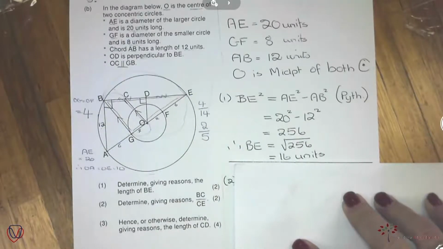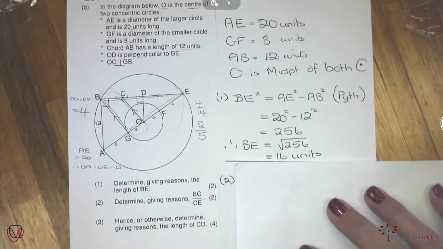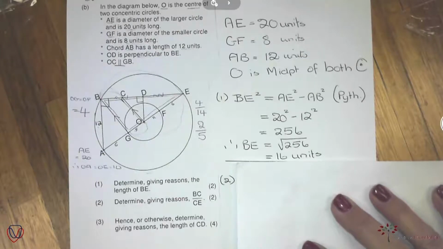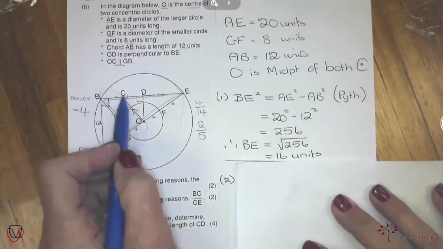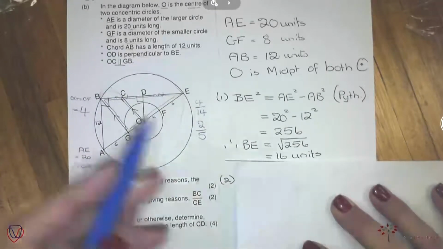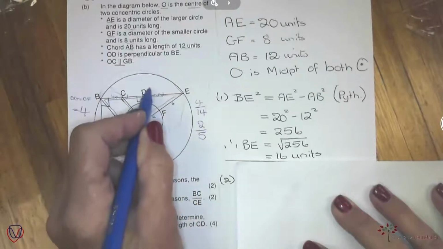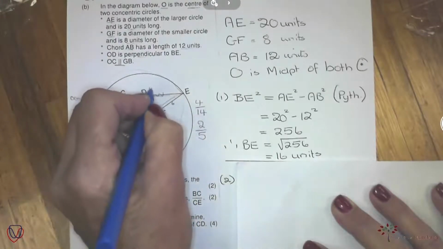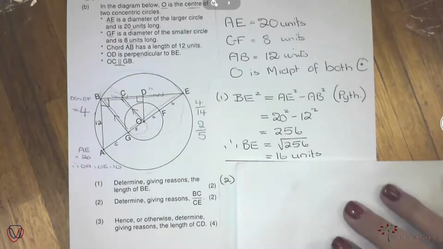Okay. The other method that I thought of, I don't think it's going to be easier. This one is the easiest method that you can use. Right, people. Question 2. Determine, giving reasons, BC over CE. Can you see it's 4 and that one will be 10. Ratio, not length. 4 over 10 or 2 over 5.